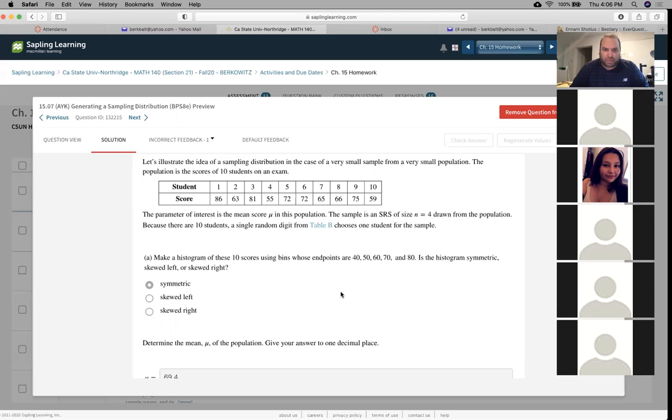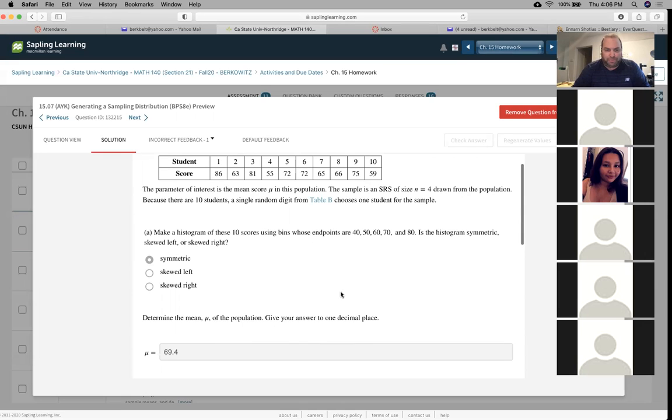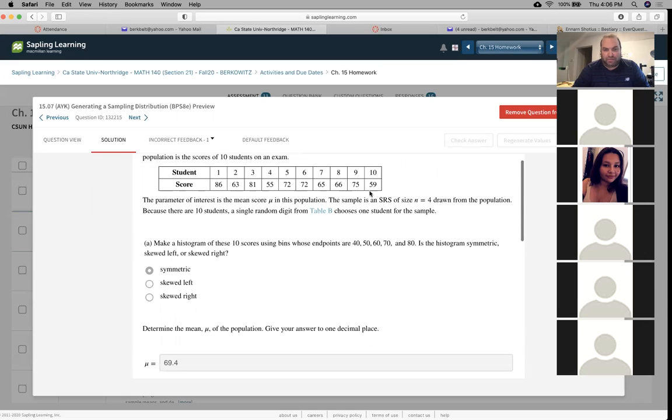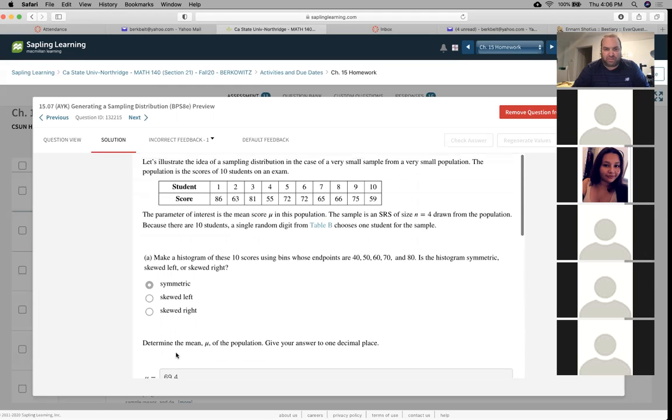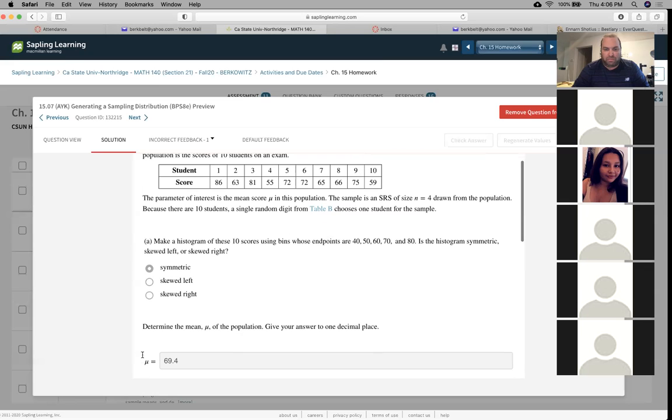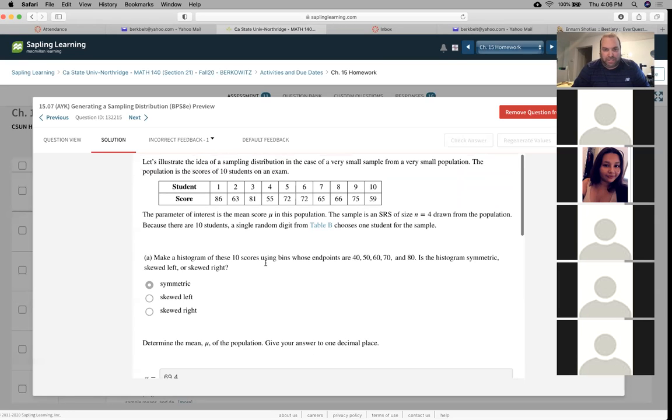Of course, if I really wanted the mean score mu, I can just average them. Just add up the 10 scores and divide by 10, and you get 69.4 apparently. Because this is the entire population, we label the mean by the Greek letter mu, which is the population mean, the parameter. It's about the entire population. But for this simplified example, I'm taking an SRS of 4 students drawn from the population.